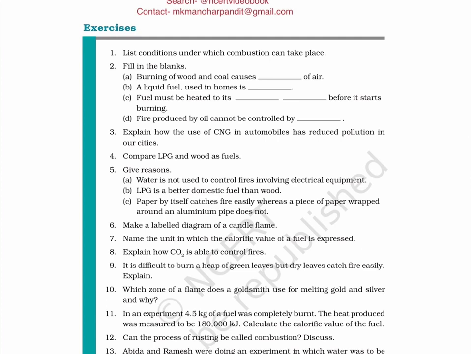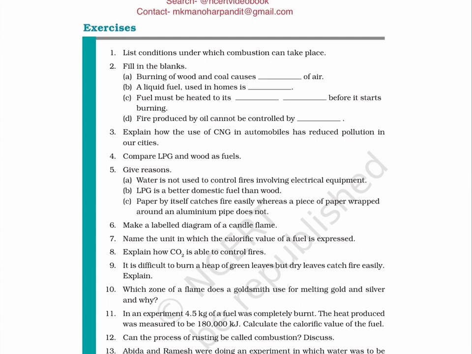Third, explain how the use of CNG in automobiles has reduced pollution in our cities. Fourth, compare LPG and wood as fuels. Fifth, give reasons. A. Water is not used to control fires involving electrical equipment. B. LPG is a better domestic fuel than wood. C. Paper by itself catches fire easily, whereas a piece of paper wrapped around an aluminium pipe does not.